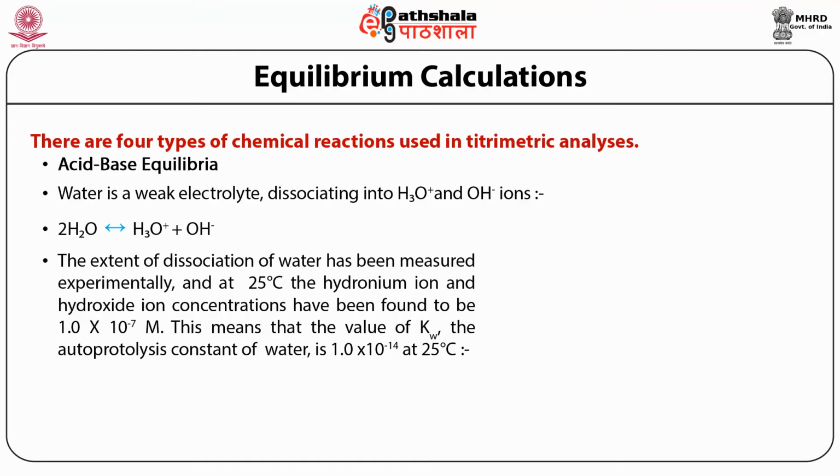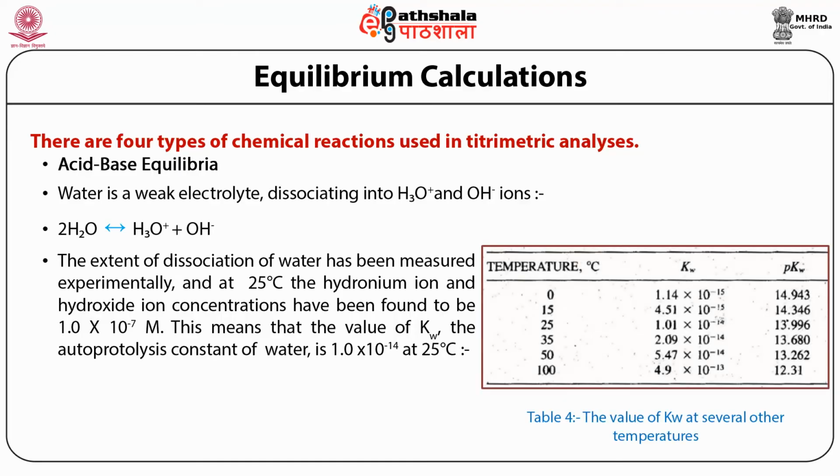The hydronium and the hydroxide ion concentrations have been found to be 1 × 10^-7 molar. This means that the value of Kw, the autoprotolysis constant of water, is 1 × 10^-14 at 25 degrees centigrade, which is depicted here in the equation. And the values of Kw are discussed here in the table.